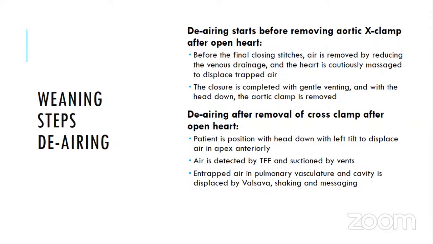De-airing after removal of the cross clamp: the patient is positioned with the head down, with a left tilt, to displace the air and the apex anteriorly. Air is detected by TE and suctioned by the vent. Air entrapped in the pulmonary vasculature and cavity is displaced by Valsalva, shaking, and massaging.